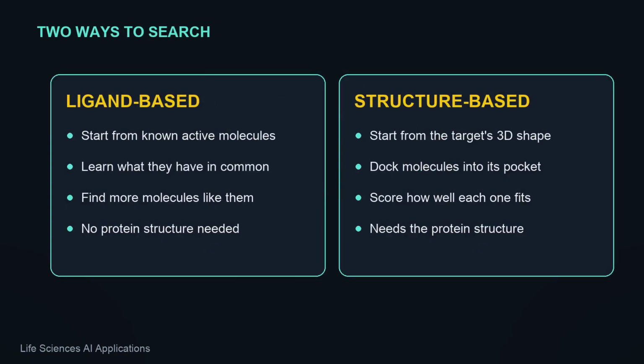Two things anchor everything: a target, usually a protein driving a disease, and, if you're lucky, a set of known active molecules that already hit it. That gives you two ways to search. Ligand-based: learn what the known actives have in common, and find more like them. You don't even need the protein structure. Structure-based: take the protein's 3D shape and test how molecules fit into its binding pocket, by docking. We'll do both. Our running target will be EGFR, a kinase behind many real cancer drugs.